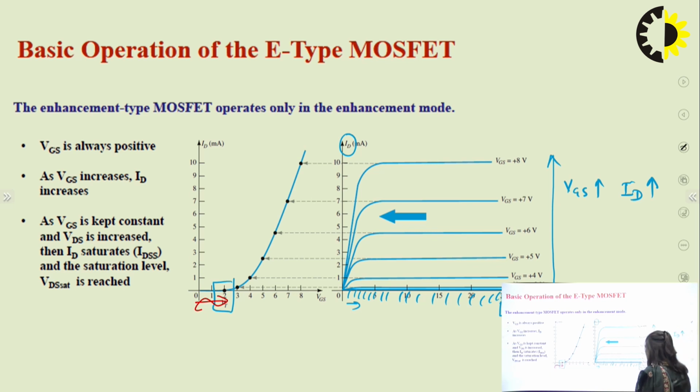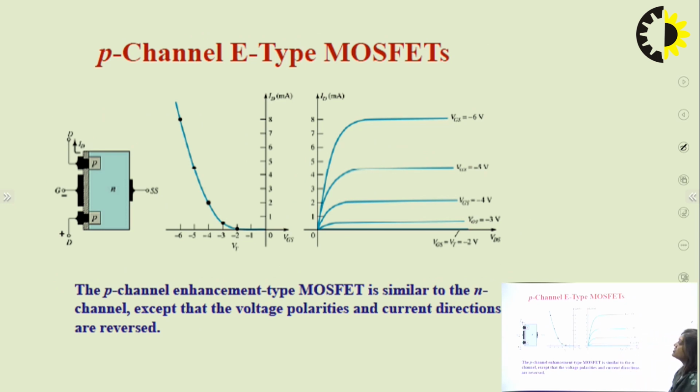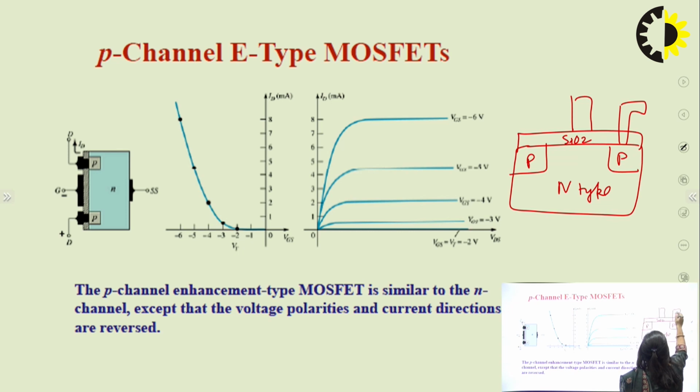If we are using the P type channel, this is the equation: ID is equal to K (VGS minus VT) whole square. This equation is applicable for the enhancement type MOSFET. So this is the case for the P channel in enhancement type MOSFET. In this case for P channel, we will take an N type substrate, and 2 blocks are there, P and P, and an SiO2 layer is there.